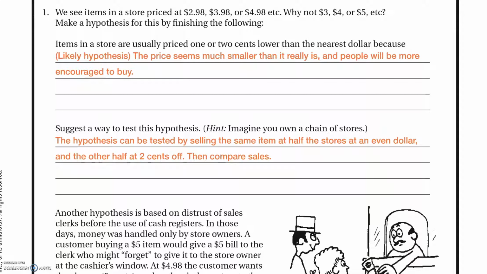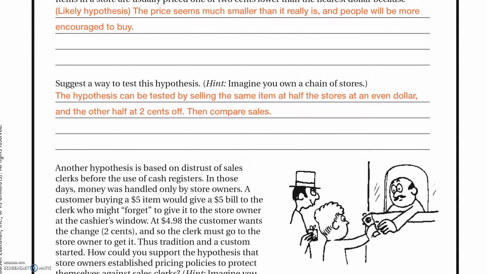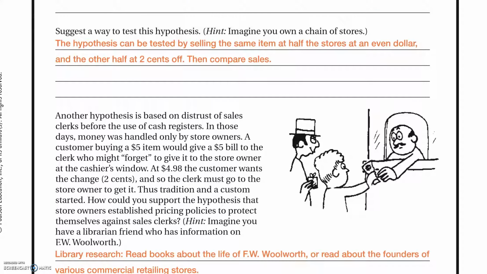So like it says here, you can test this hypothesis depending on what you put. I mean, it has to make sense, but if your hypothesis was they're trying to trick people into making the price seem smaller than it actually is, you could of course test that by having two items next to each other, or the same item in two different stores, and see which one sells better with 2 cents off. See if it actually sells more stuff.